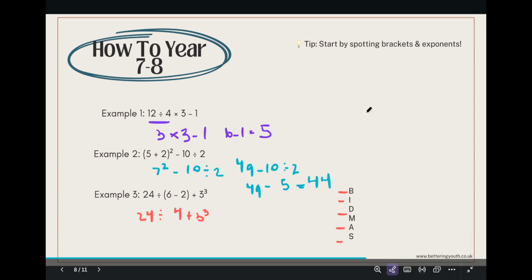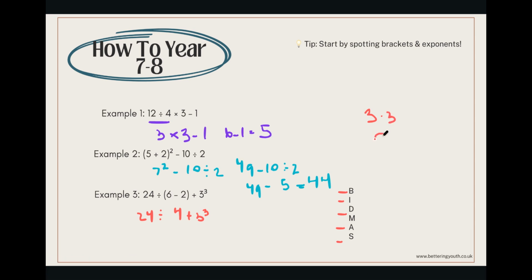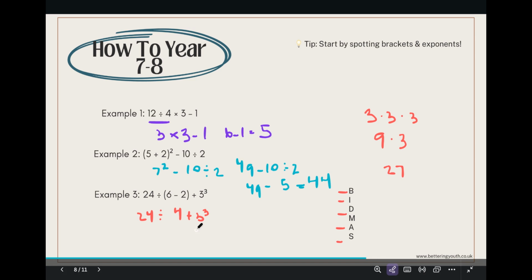3 cubed means we have 3 times 3, which is 9. That answer needs to be times by 3. So 9 times 3 is 27. So 3 cubed is 27. So let's write that down in its spot and fill out the rest of the equation so we don't miss anything or mix it up.